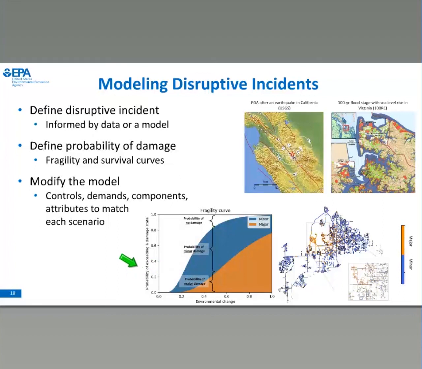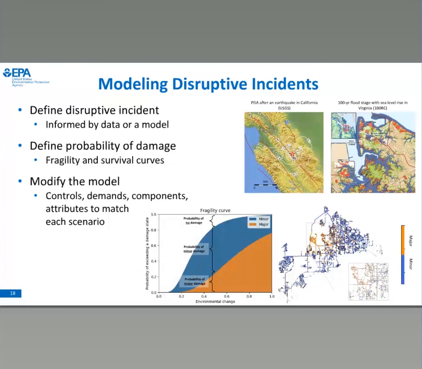Within Winter, you're also going to define the probability of failure with these fragility curves that I previously mentioned. So again, this is a probability of some damage occurring against an environmental change, such as a peak ground acceleration. The orange-brown is the probability of major damage. The blue-navy is the probability of minor damage. And again, the white is the probability of no damage. So you're going to supply this information and lay it over the distribution system network map as depicted here on the right. So again, the orange-brown colors are the areas that might have major damage, whereas the blue, the other part of the system, is receiving minor damage.